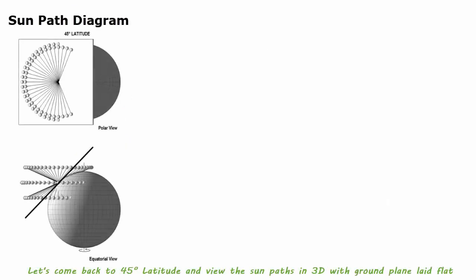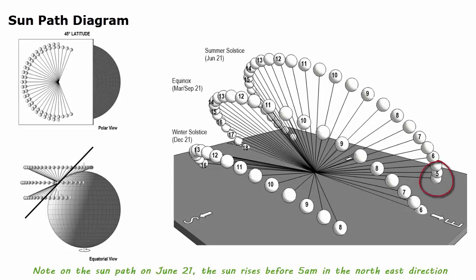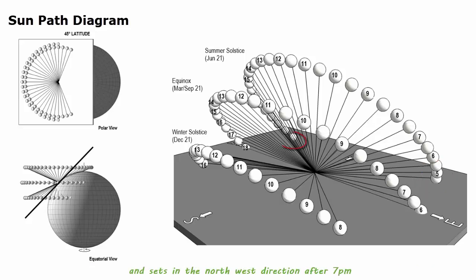Let's come back to 45° latitude and view the sun path in 3D with ground plane laid flat. Note the sun path on June 21st. The sun rises before 5 a.m. in the northeast direction and sets in the northwest direction after 7 p.m.